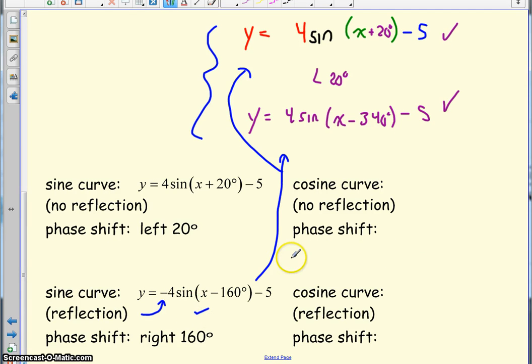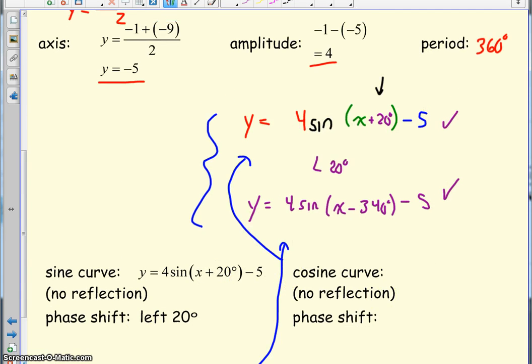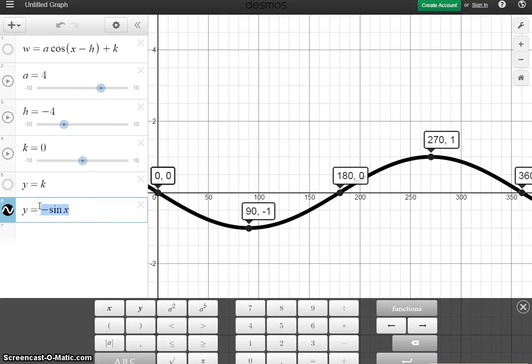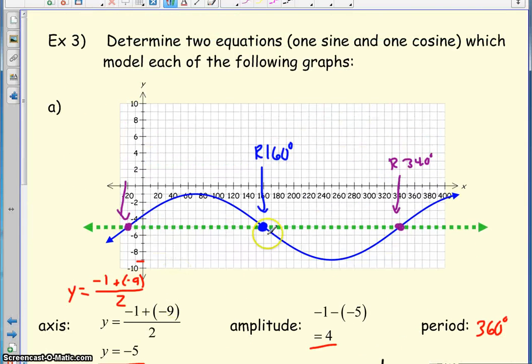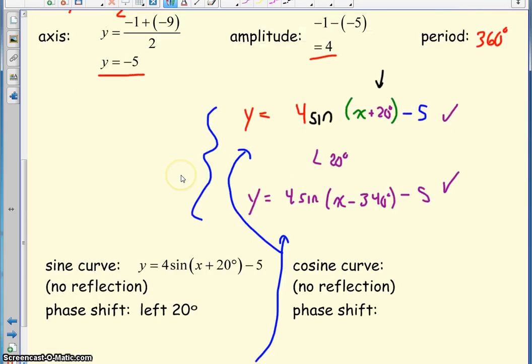Now let's look at a cosine curve. Okay, so for a cosine curve, again, you have to know that cos x starts its cycle at its maximum value. So where on here is the graph at its maximum value? Well, we can take a look and see it happens right here at 70 degrees. So this is a phase shift right 70 degrees.